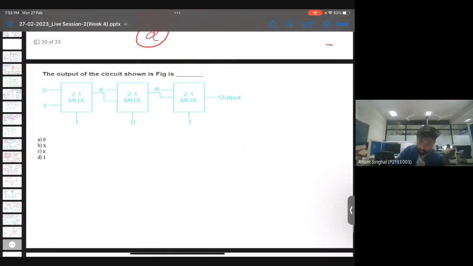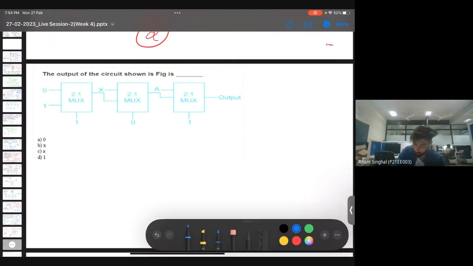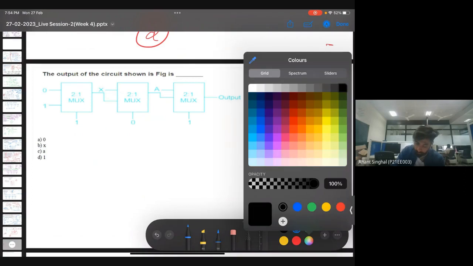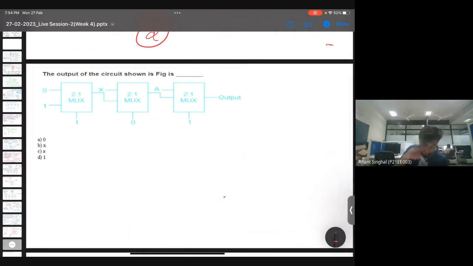So again, the output of this circuit. Let's try to solve this. Yeah, so here the select line is 1. So it will be 0. It will be 1. So x will be 1. You can also solve side by side. So it is 0 now. So 0, it will be 1, 0. So a will be x. It will be 1. So 0, 1. So output will be x. Okay, so here you can see the select line is 1. So the invert of this will be 0.